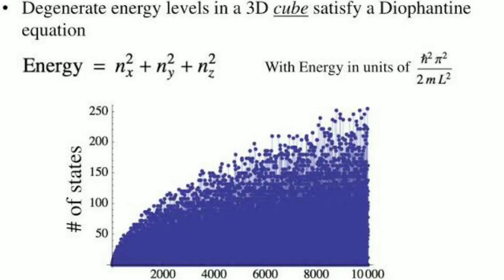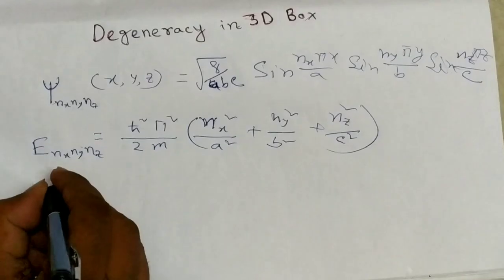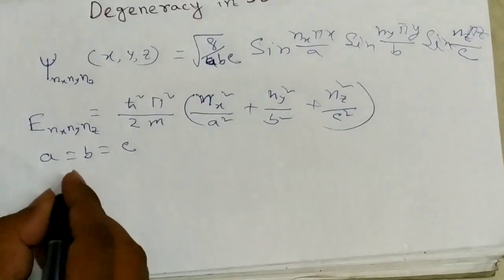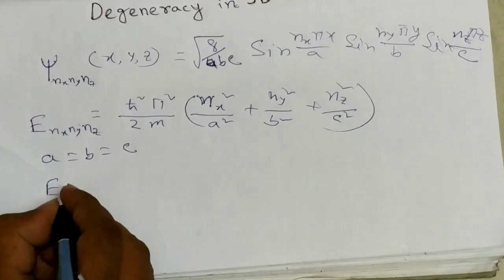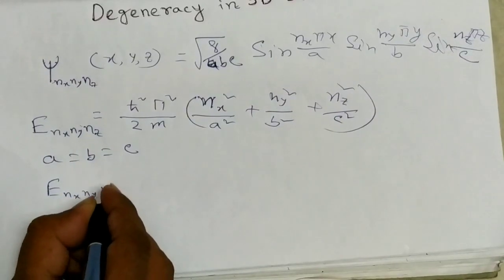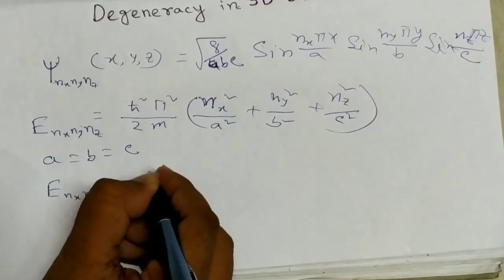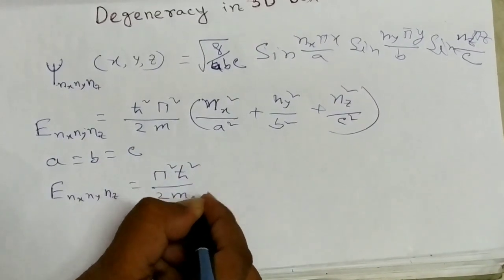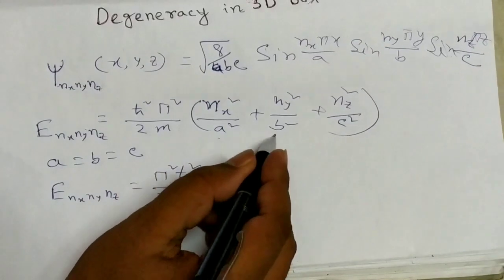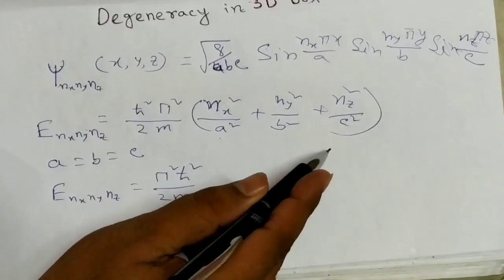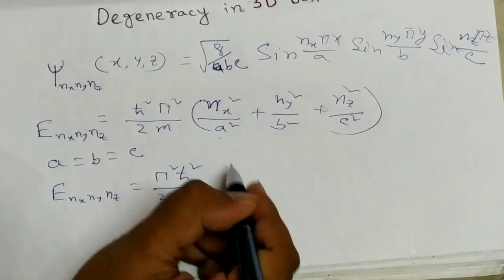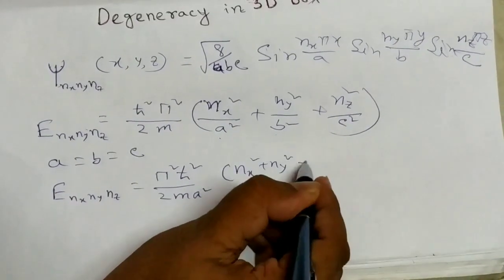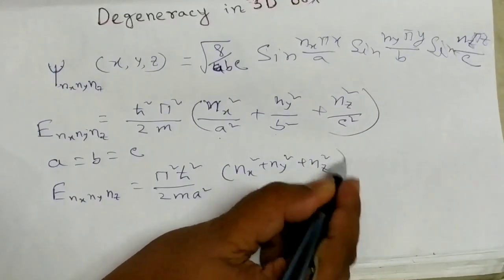For a cubic box, the three edges are, we know, a is equal to b is equal to c. Then the energy we can write E nx ny nz is equal to pi square h cut square by 2m a square, because a is equal to b equal to c. That means we can take a square common, into (nx square plus ny square plus nz square).